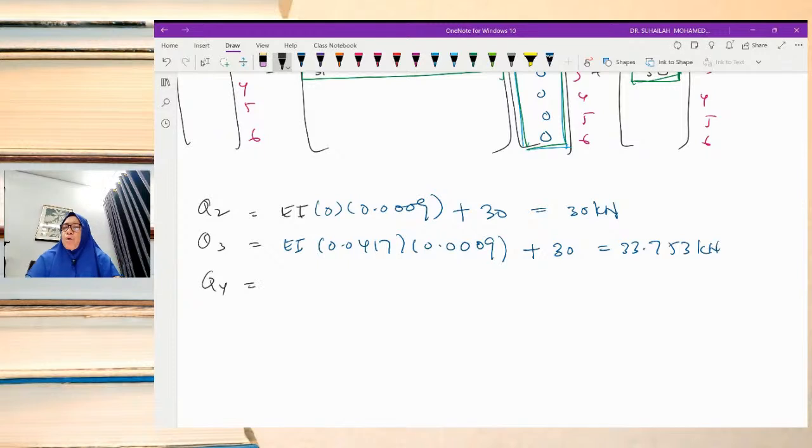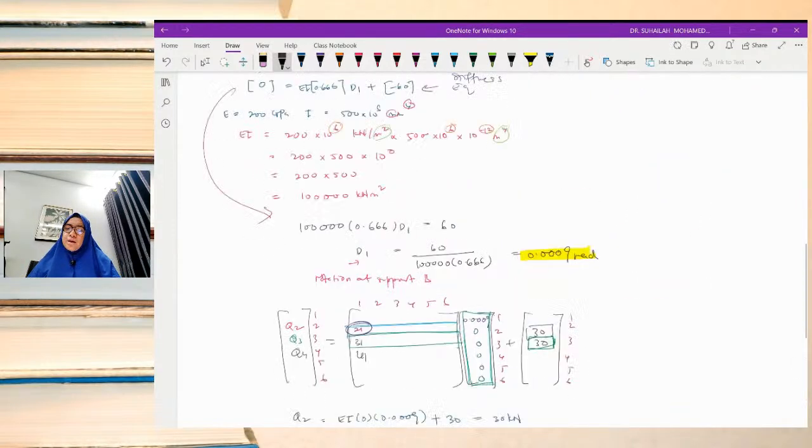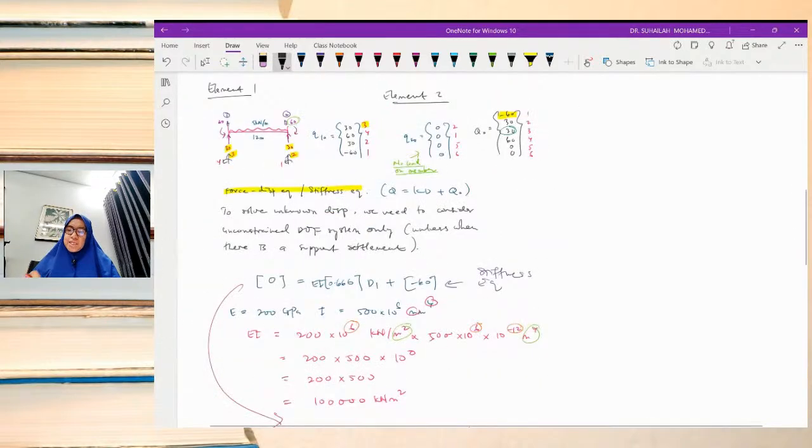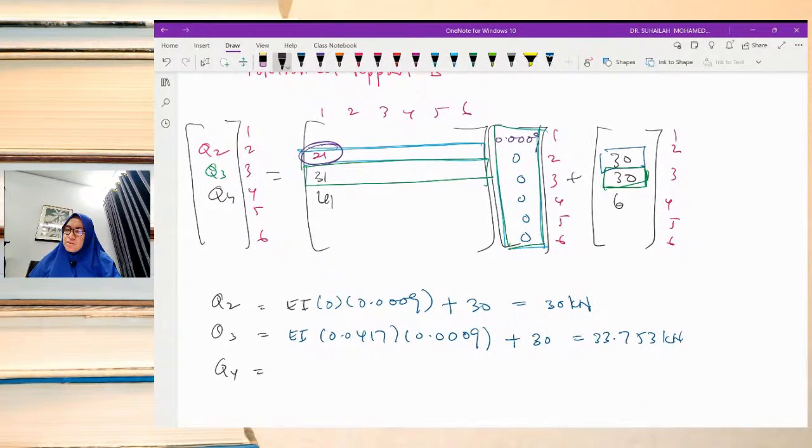Now continue with Q4. Q4 means position 4, 1, and Q naught is 60.